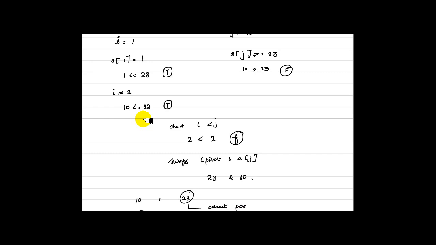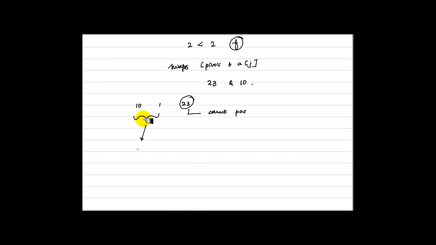Now we have 1 and 10 left. So at last we will swap this 10 and 1. We have 1, 10, 23, the sorted array of the left partition. So hence our left partition is sorted.